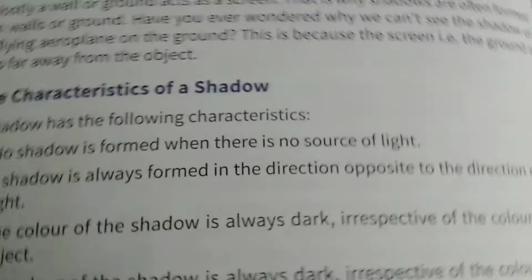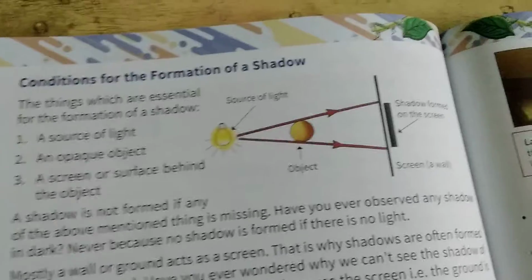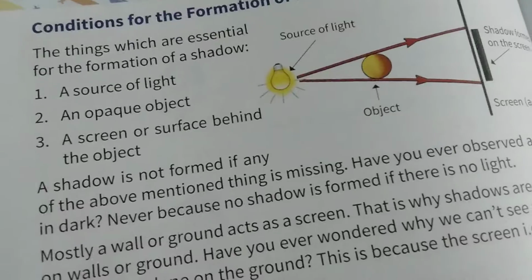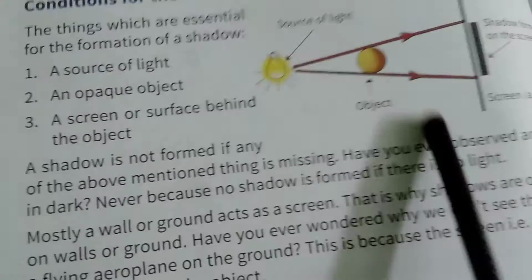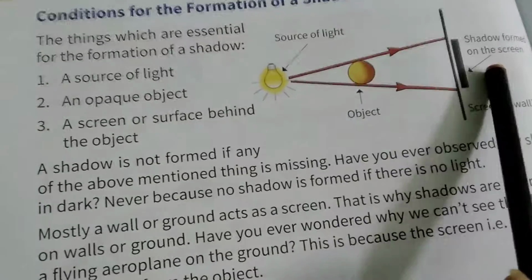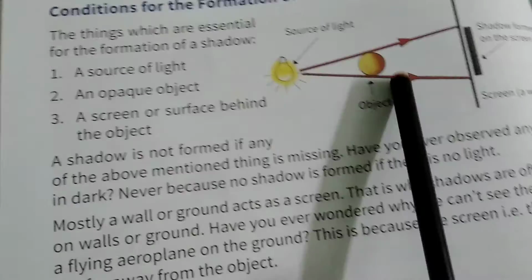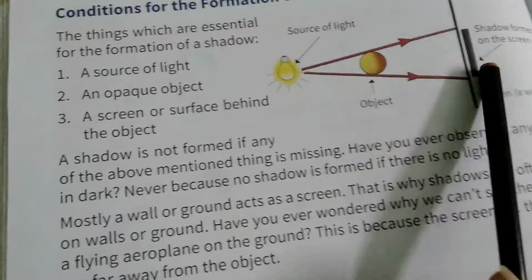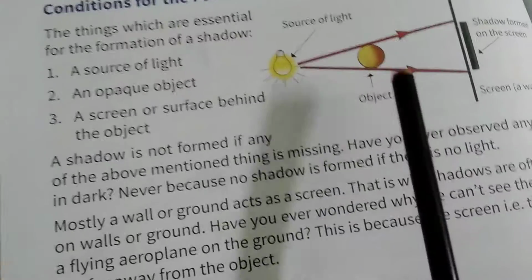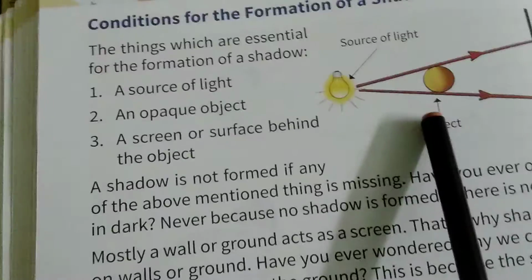Now I'm telling you the conditions for the formation of a shadow. The things which are essential for the formation of a shadow are: a source of light, an opaque object, and a screen surface behind the object. Here you can see the source of light, the opaque object comes in the path of the light, and the shadow is formed here on the screen. So these three things are essential for forming a shadow.